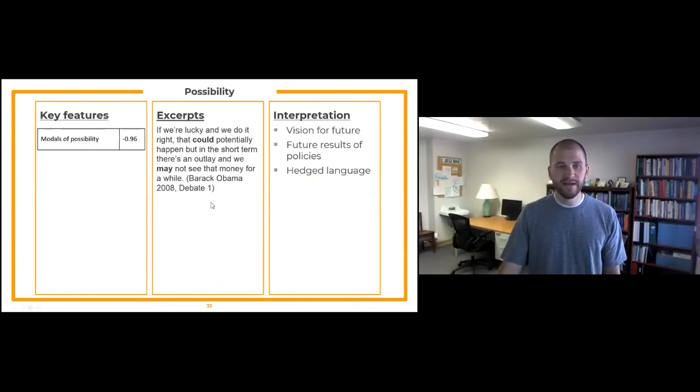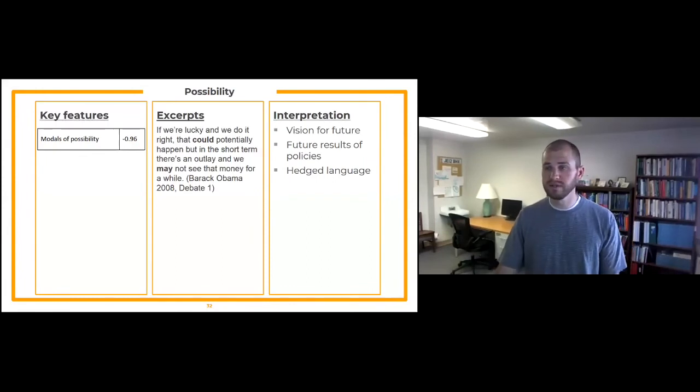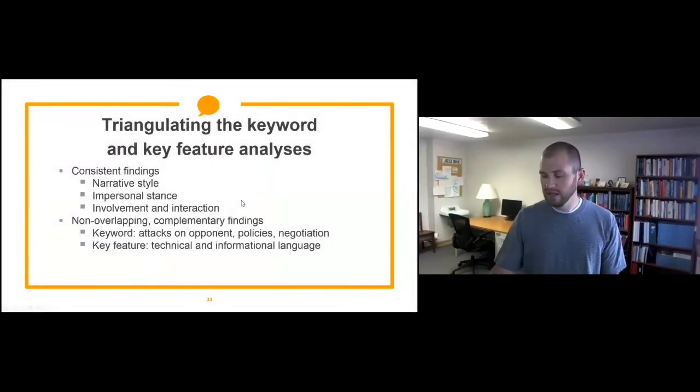But here we have Barack Obama talking about what could potentially happen and what we may not see. This has quite a bit of hedging in the language, but it also gives some sort of vision for the future as best we can conjure it up, and maybe suggestions of future results or consequences of policies that would be made.